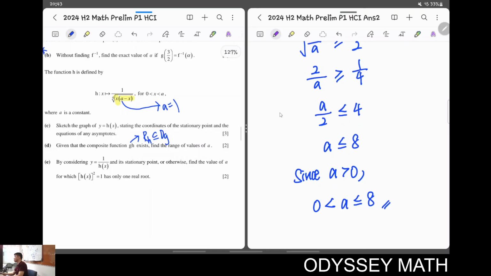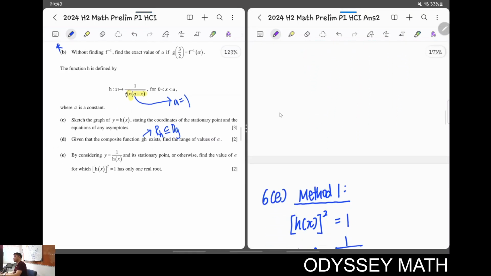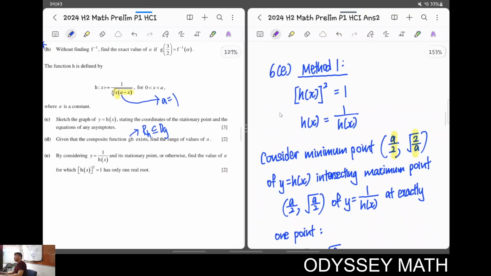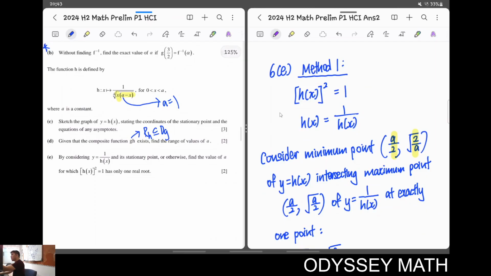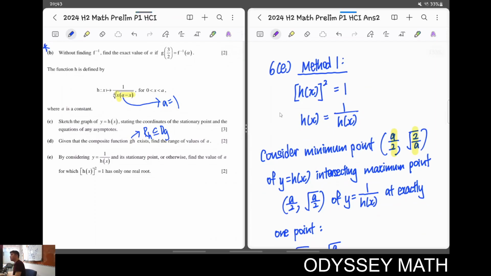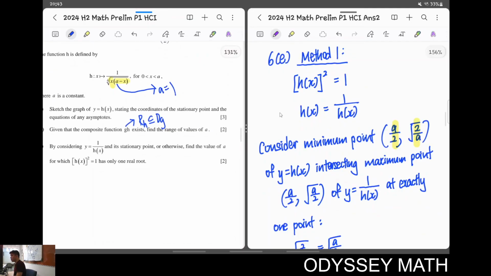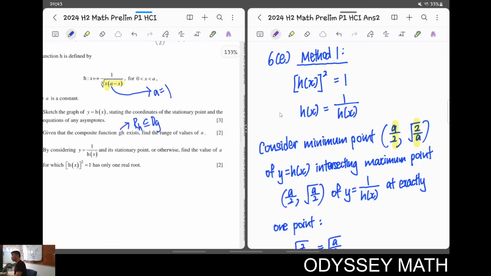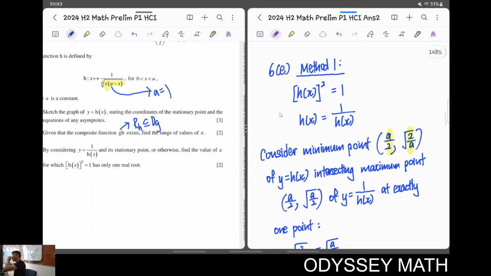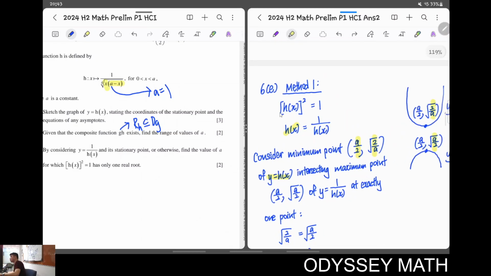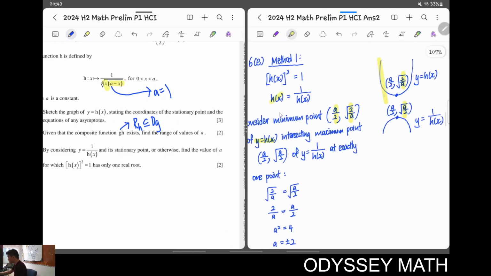That's it. Part E is an interesting one. Part E: by considering y equals to 1 over h(x) and its stationary point, or otherwise, find the value of a for which [h(x)] squared equals to 1 has only one real root. So we have method 1 over here. [h(x)] squared equals to 1, let's rewrite as h(x) equals to 1 over h(x). So we consider the two curves, y equals to h(x) with this minimum point, which is the one that I have drawn just now, remember?